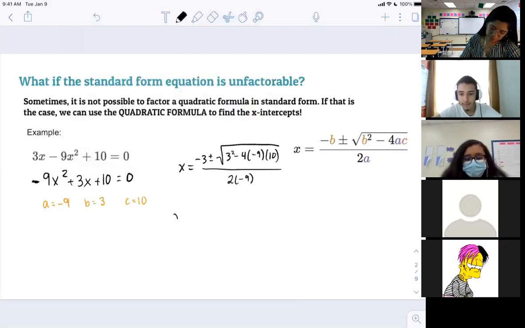Beautiful. All right, somebody who's not Perla, how can I simplify everything under the radical?